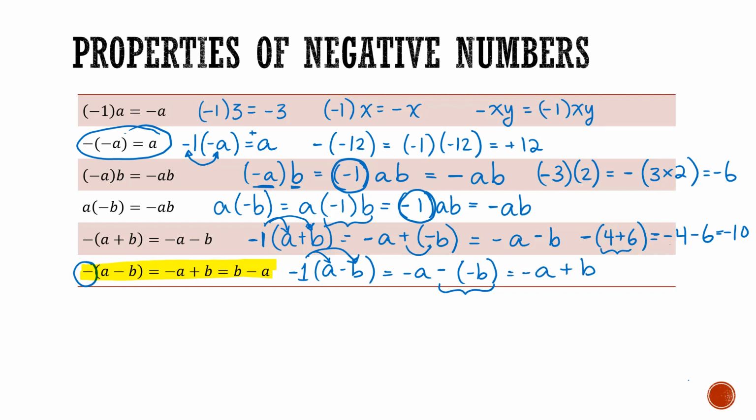Minus a minus gives us a positive. So we get -a plus b, as written here. This can be rearranged to be b minus a due to the commutative rule of addition where order does not matter. And there you go. Those are the properties of negative numbers.